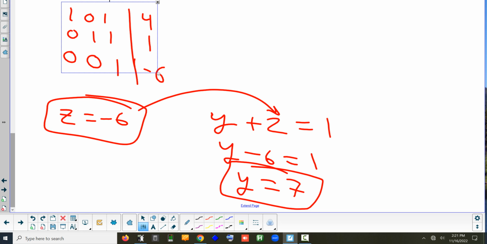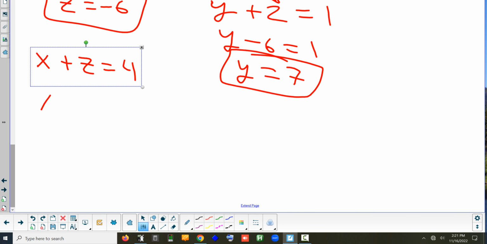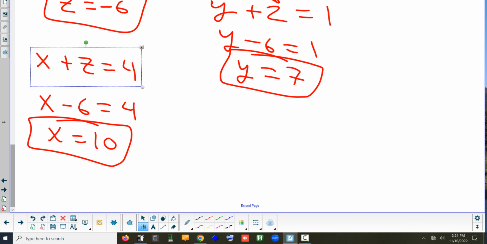And now, how about the top row? What does that one say? 1x plus 1z equals 4. We just got z is negative 6. So x is 10. This problem was perfect for this method.